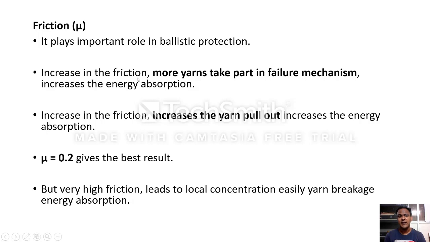Next is the friction. It is a very important parameter in the fabric. It plays an important role in ballistic protection. So what will happen when you increase or decrease the friction? Friction should be higher. With an increase in the friction, more yarns will take part in the failure mechanism. When you make a fabric structure with increased friction, what will happen when the projectile hits? It will make the secondary yarns also participate in resisting the projectile.